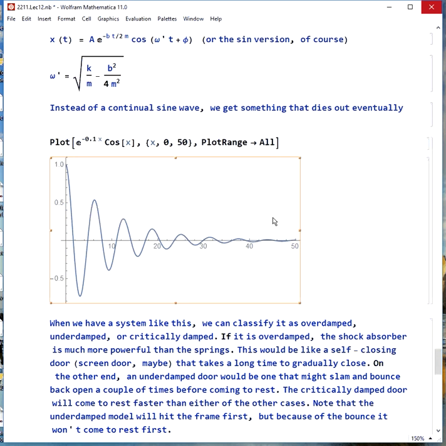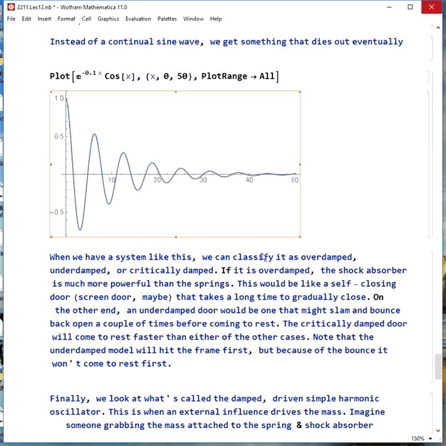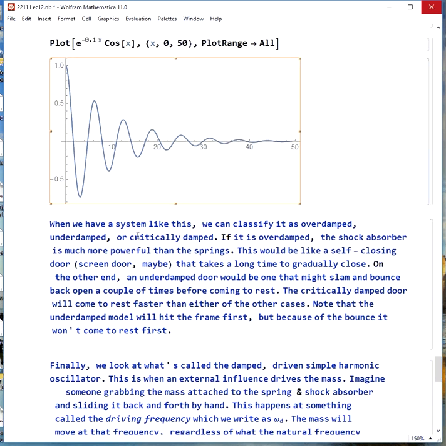We can then talk about this as being overdamped, underdamped, or critically damped. If it's overdamped, this would be a case where the shock absorber is much more powerful than the springs. If you've seen a self-closing screen door where you walk out and it takes a very long time to close behind you, that would be an overdamped system. An underdamped system would be if you walk out the door and it slams behind you immediately and bounces a couple of times before it finally stops.